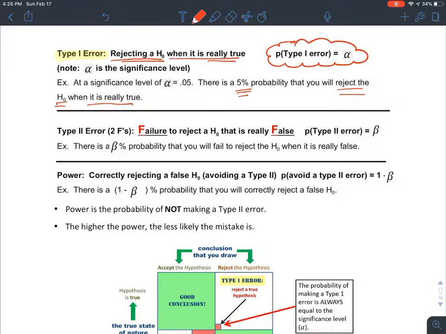Okay? So if you want to keep your type 1 error odds low, then you should set your alpha level low. Okay? But a type 2 error, and a lot of times we refer to that as 2Fs, is just a helpful way of remembering this. A type 2 error is anytime you fail to reject a null hypothesis, but that null hypothesis was really false, meaning we should be rejecting it and we're failing to reject it. Okay? Now, the probability of a type 2 error is known as beta. Okay? So there's a beta percent probability that you are going to fail to reject a null hypothesis when, oops, that null hypothesis was really false.